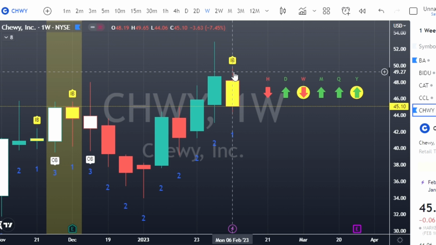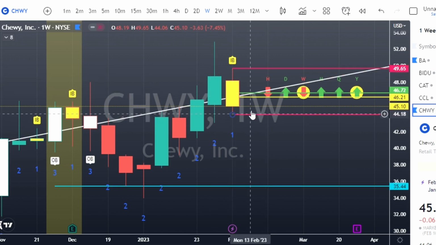So Chewy, another one of those inside bars. We also have the break to the upside on the daily. That's what that yellow line represents.